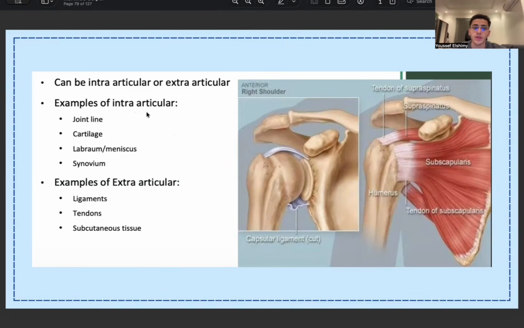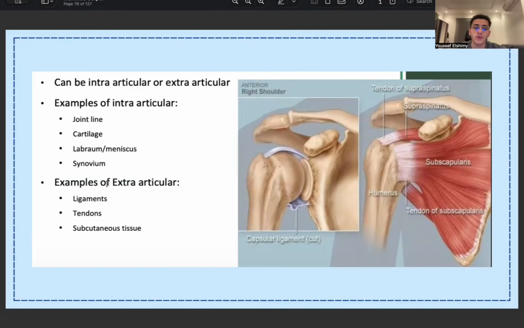So examples of intra-articular structures that might get affected or might lead to joint pain include the joint line. For example, in the shoulder joint, we have the humeral head as well as the glenoid. So the joint line, if it's affected, might lead to pain. Cartilage that lines the surfaces of the bones might also cause pain. We have the labrum, the meniscus, and the synovium or the synovial fluid. So all of these are examples of intra-articular causes of joint pain.